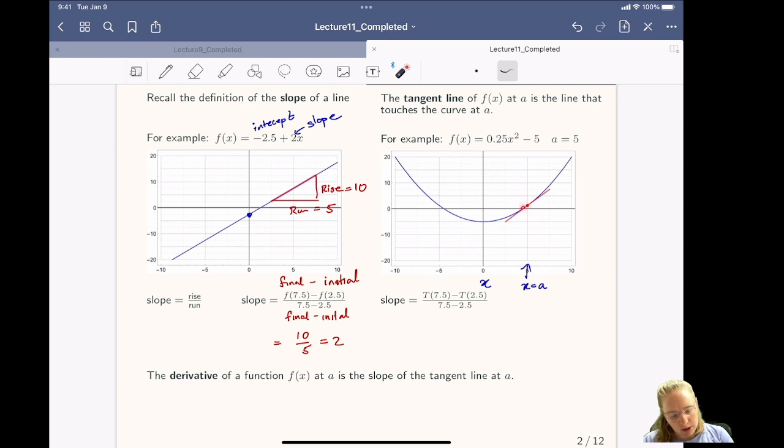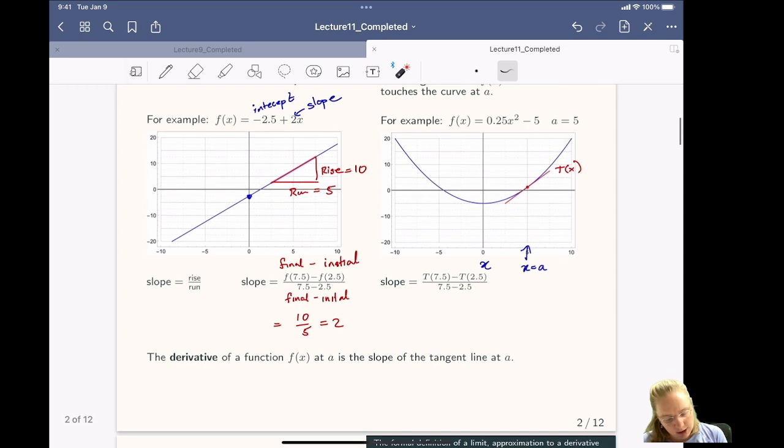So we can talk about the slope of a quadratic or any curve at a particular point A by asking, what is the slope of the tangent line, the line that comes along and just barely touches the curve at the point A? So this line that I've drawn here is the tangent line to f of x. And then we just calculate the slope of that tangent line at that point x equals a. So we get the same thing. We get final minus initial, the rise over the run. So we have a rise over a run here. And we get the same thing, the slope.